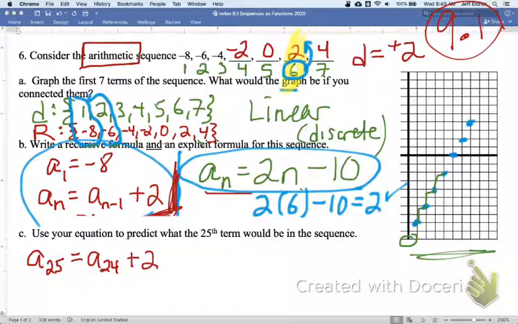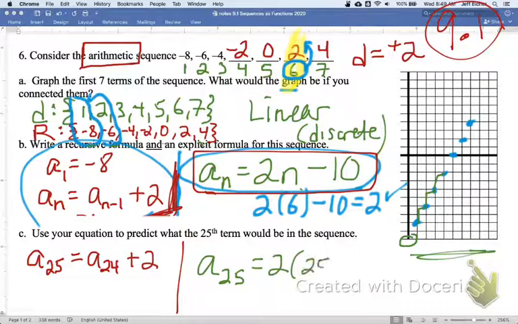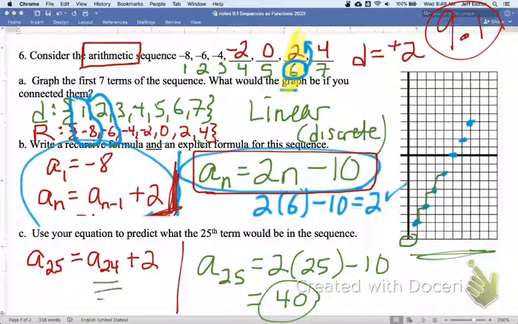So instead, we can use this explicit formula, and we could say the 25th term would be 2 times 25 minus 10. So that's 50 minus 10. So our 25th term in the sequence is 40. So that's one use of the explicit formula, which is a little more beneficial than having to find all the particular terms. There is a way, though, that we can develop a formula for an explicit formula based on this idea of a recursive function, and that's on the next page. So let's turn over there.